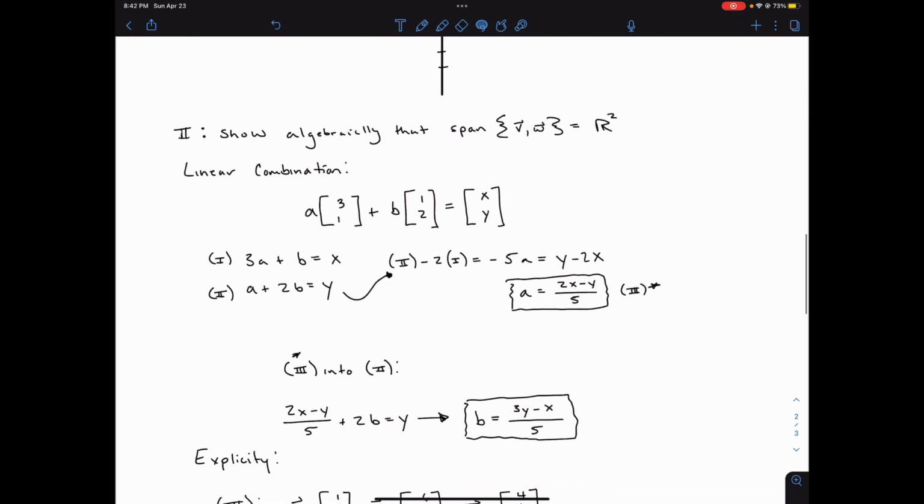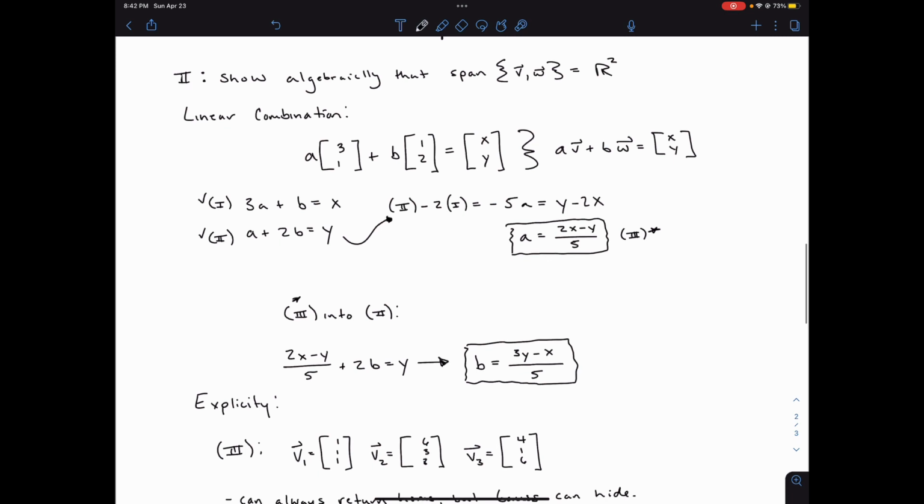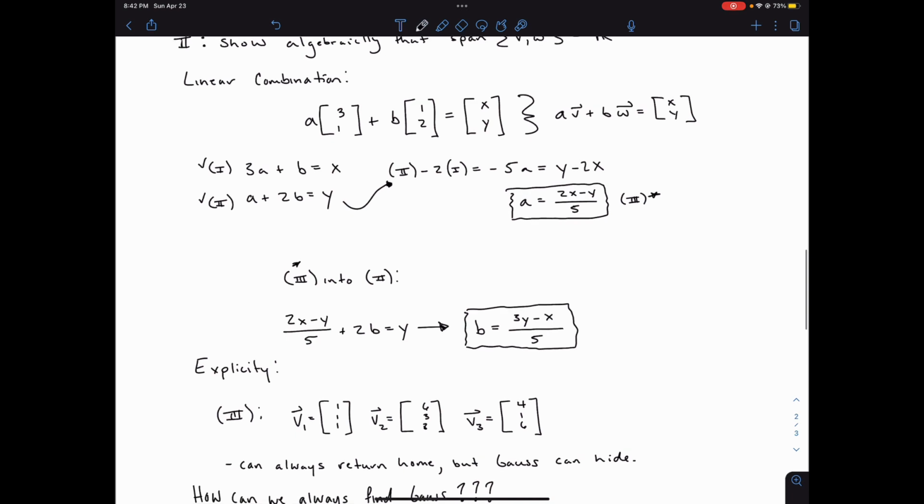So algebraically, we know that a linear combination, which is what this is right here, is just aV plus bW. And we know that it will get us to some x and y in R2. So the top row gives us our first equation, number 1 right here. The bottom row gives the second equation. There are multiple ways of solving systems of equations. In this case, I took equation 2 and subtracted 2 of equation 1, so I multiplied this equation by 2, subtracted them, which yields a equals (2x minus y) over 5.